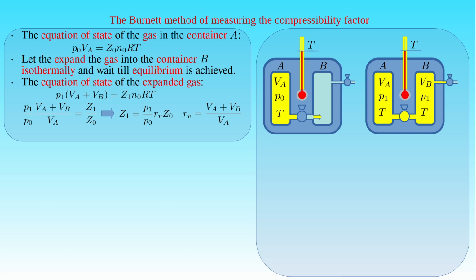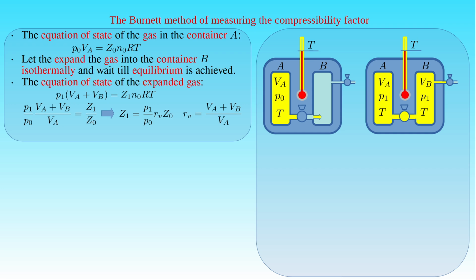The containers are identical in the figure and they have the same volume, but in practice a Burnett apparatus applies a container B that has a much smaller volume than the container A in order to produce only small changes in the pressure of the gas after its expansion. Then RV is somewhat greater than 1.